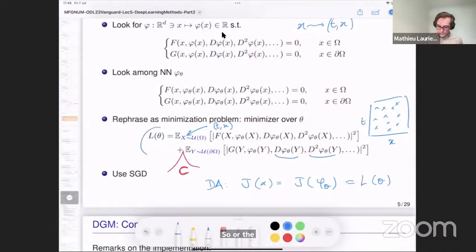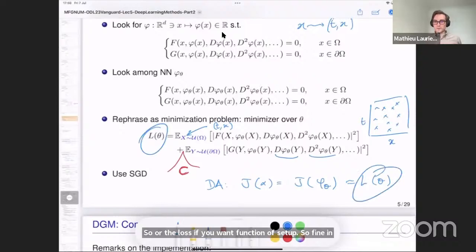So fine, in both cases, we get a loss, which is a function of theta. It's written as an expectation of some samples, but you see that in the direct approach, we only needed phi theta. We never needed the derivative with respect to x. But here we need the derivatives, and we need the derivatives to be accurate, right? Because if they are not accurate, the PDE residual will be pretty bad.